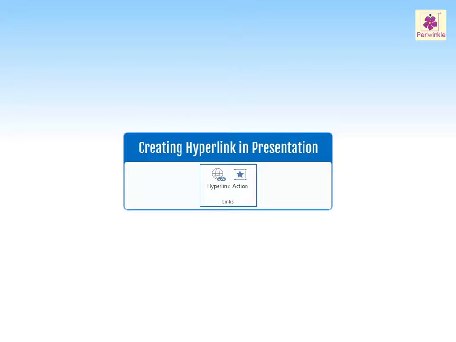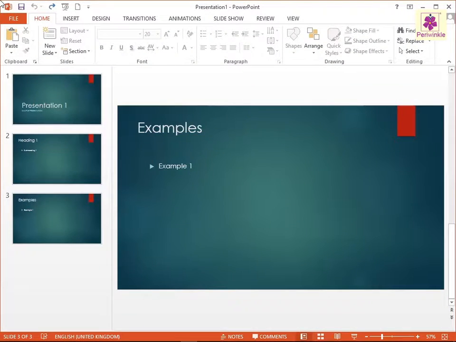In MS PowerPoint, we can create a hyperlink in a presentation. First, select the text or object for which the hyperlink needs to be created. For example, select any text in slide 2 of presentation 1.